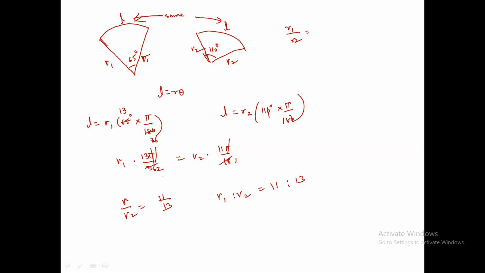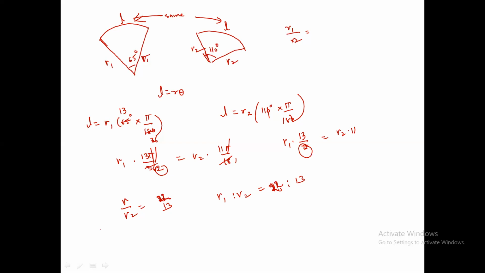I forgot the 2 here. So 22, 11 into 2. I'll rewrite this. I have R1 into 13 by 2 equals R2 into 11. That's why I will have 22, not 11. This 2 I forgot.